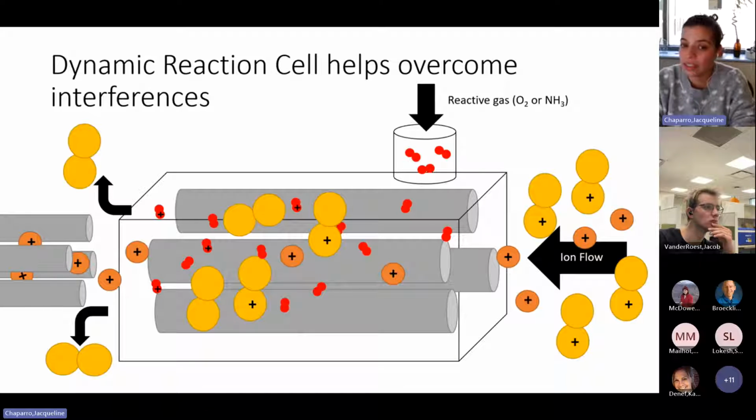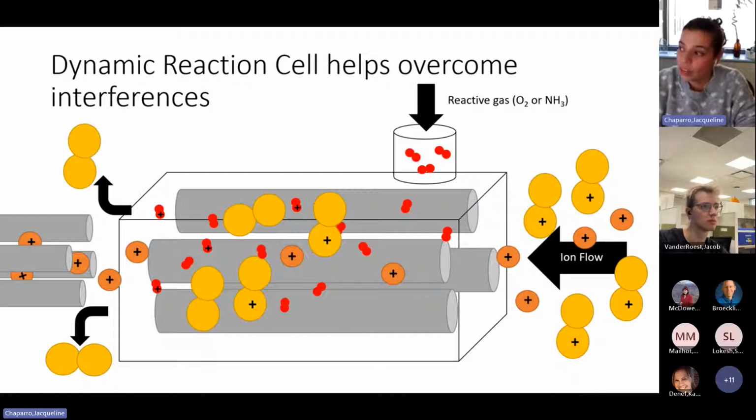In the case of oxygen, a lot of times what we're doing is we're interested in measuring, for example, selenium-78, which has an interference of argon dimer. And adding oxygen gas as a reaction gas can result in oxygen reacting with the argon dimer, or additionally, it can react with the selenium. And so now we're measuring selenium oxide, so 78 plus 16, at a different M/Z. And so we have avoided that interference.